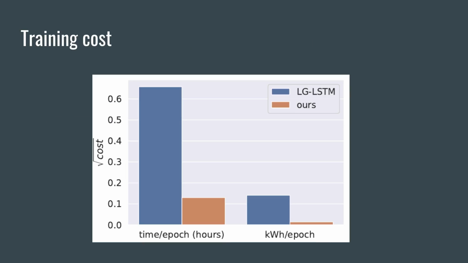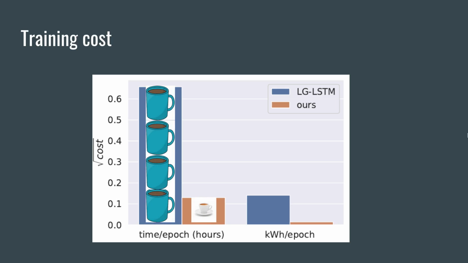But what's really cool about the model is that because we've used such a simple convolutional neural network, we massively reduce the training cost. We see here that we improve the time per epoch massively, and we also massively reduce the kilowatt hours per epoch. The only downside is that while training the baseline model I can drink lots of coffee, and while training the CNN model I can only drink a short espresso.